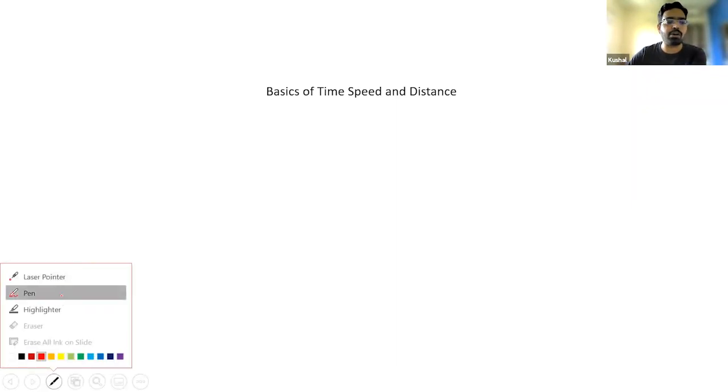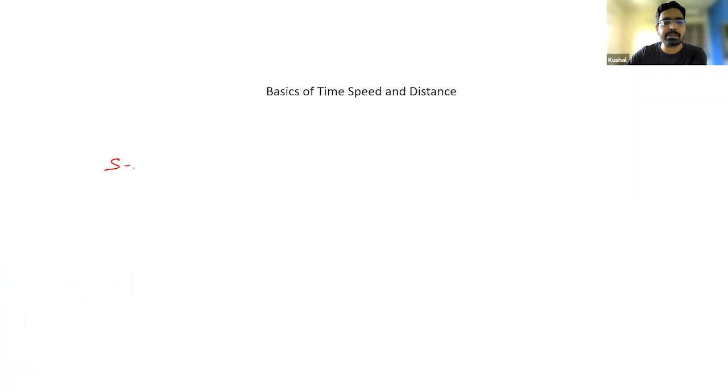and distance. We all are aware of a very simple formula: speed equals distance upon time. That is how speed is defined: how much distance you have traveled per unit of time. That unit of time can be an hour, a second, a minute, any of these measurements of time. Based on that, how much distance you have traveled is your speed. So speed equals distance upon time, a standard formula, nobody can change that.